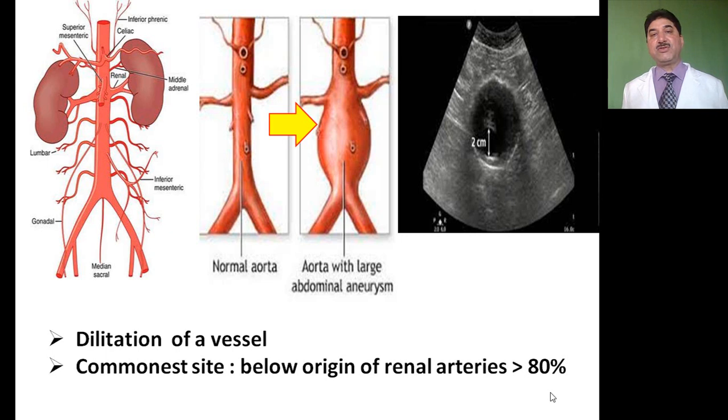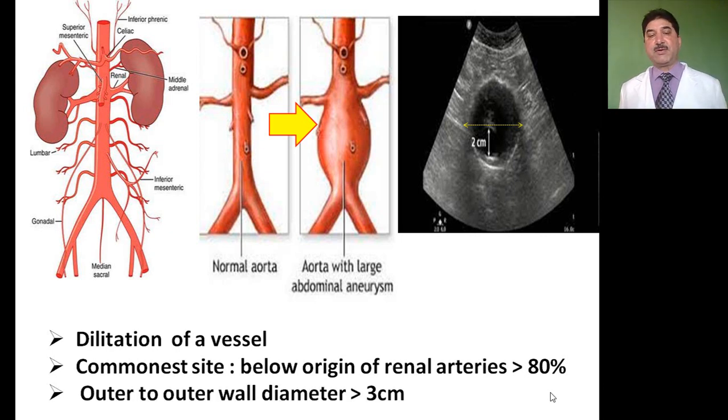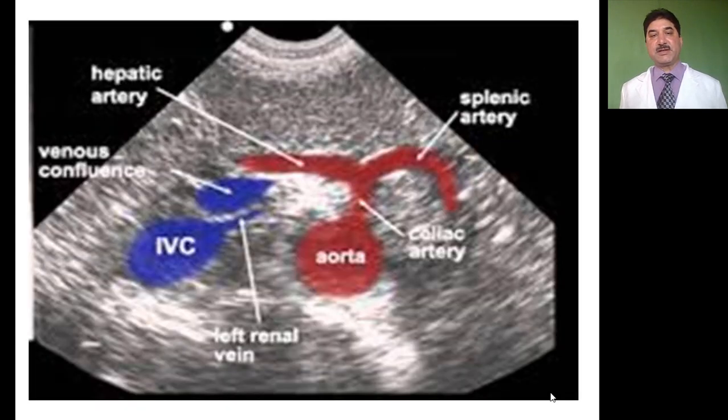Commonest site of aneurysm of abdominal aorta is below the origin of renal arteries. In ultrasound, we take outer to outer wall dimensions to measure the diameter of blood vessel. If outer to outer wall diameter is greater than 3 centimeters, we say an abdominal aortic aneurysm is present. Abdominal aorta gives paired and unpaired branches. Paired branches are for paired viscera like diaphragm, suprarenal, kidney, and gonads. Unpaired branches are for gastrointestinal tract, which include celiac trunk, superior mesenteric artery, and inferior mesenteric artery.